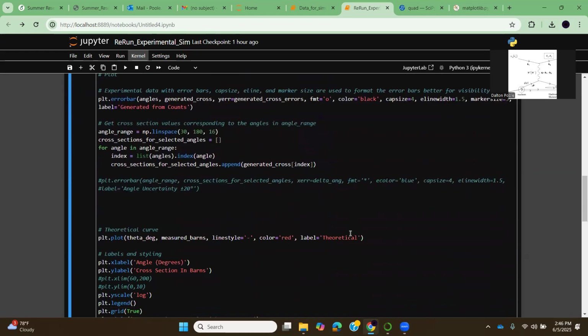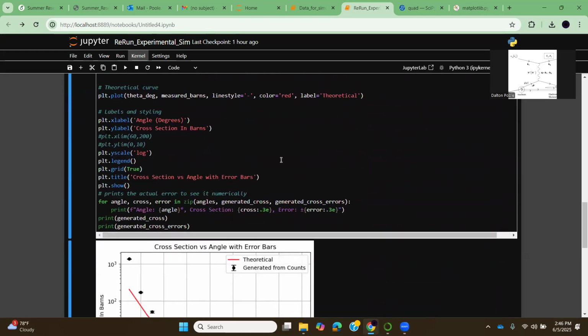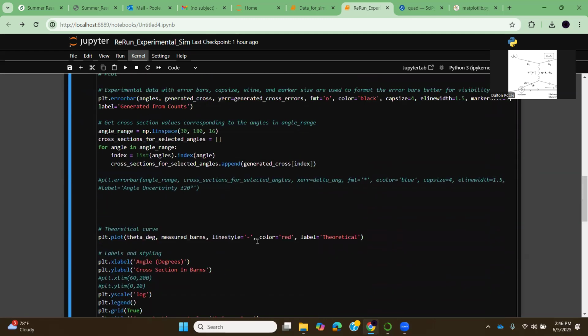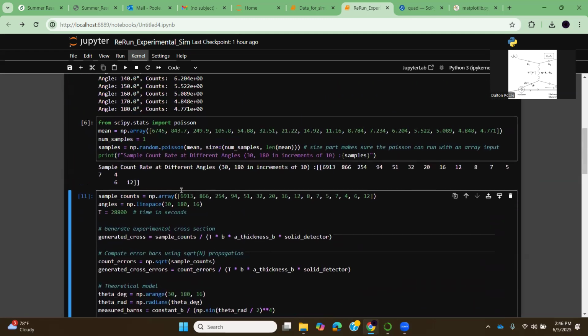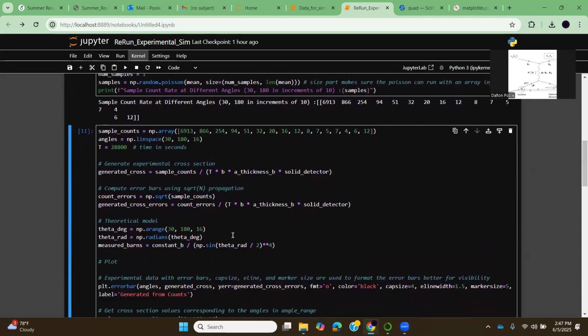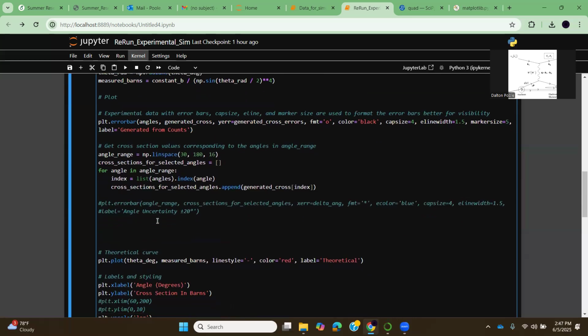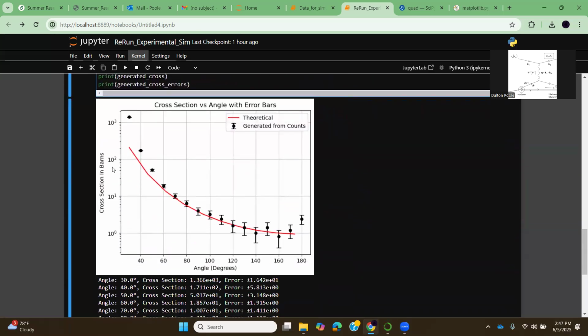And this calculation, which I need to tweak to Dr. Daniel's liking, accounts for those sampled count rates and calculates an experimental cross section based on them, and then computes the error bars using the square root n propagation. What I already have plotted here is those error bars compared to a curve.